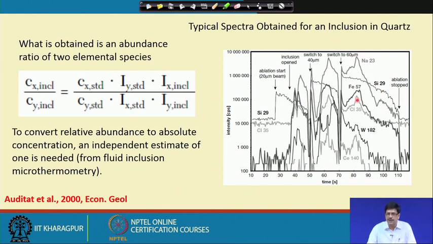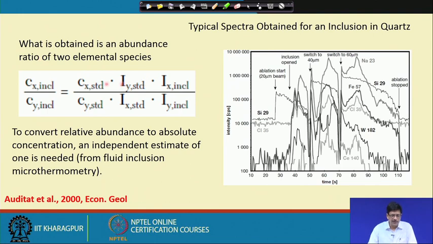The signals are transient, so the data reduction has to be done in a very elaborate way, which I will not be discussing here much. But what essentially we get is the abundance ratio of two elemental species from this kind of spectra on a LA-ICP-MS. This can be expressed in terms of the concentration of X and concentration of Y in the inclusion being a ratio of the concentration of X and concentration of Y in the standard, times intensity of Y or intensity of X in the standard, and intensity of X and intensity of Y in the inclusion.